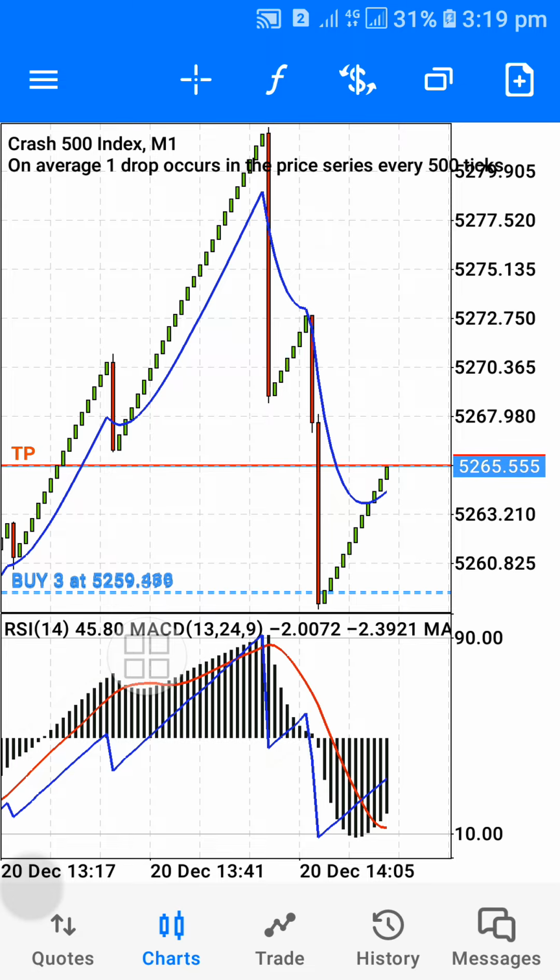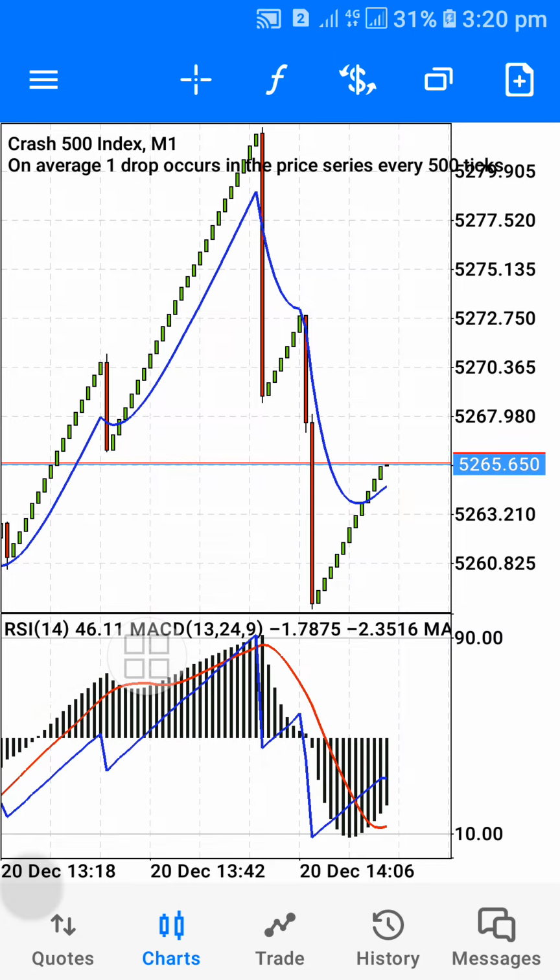You can see this trade that is ongoing. The VIP guys are also taking it. Okay, my TP has been hit. The VIP guys are also enjoying this trade that is ongoing right now.